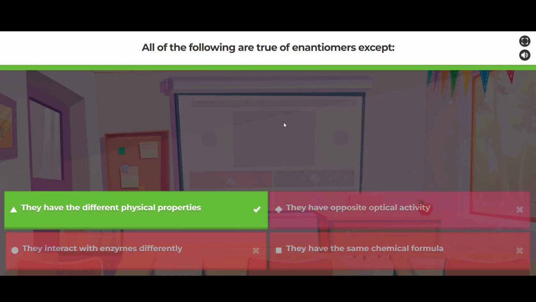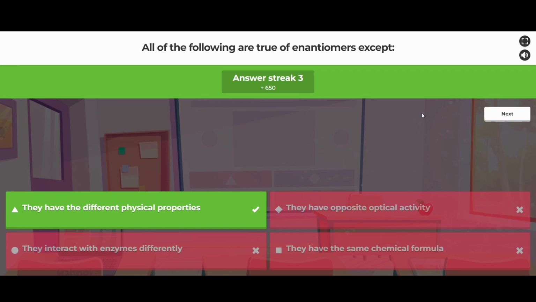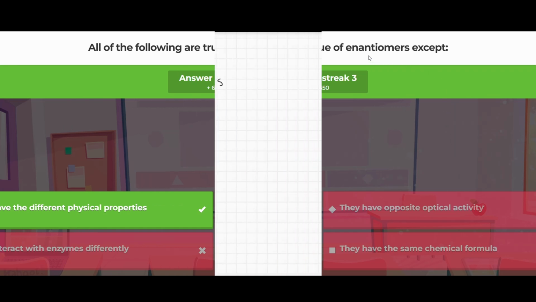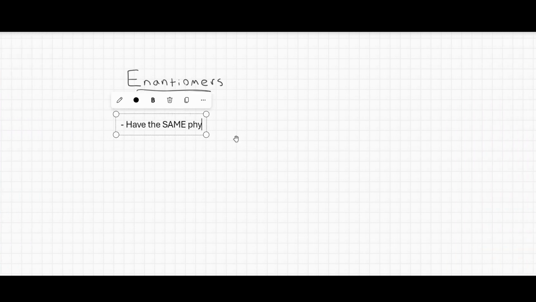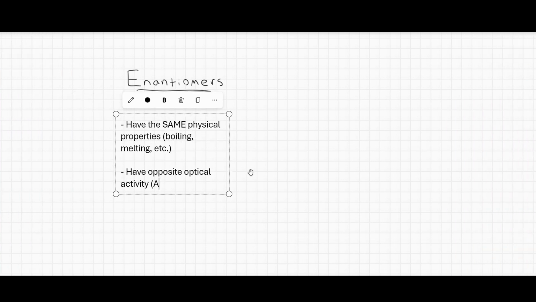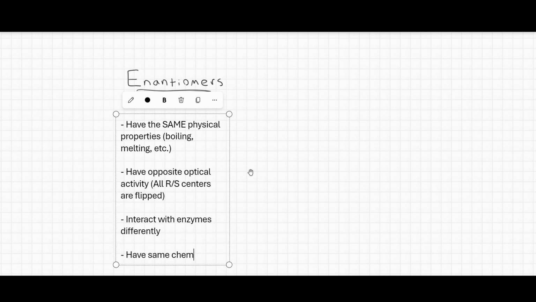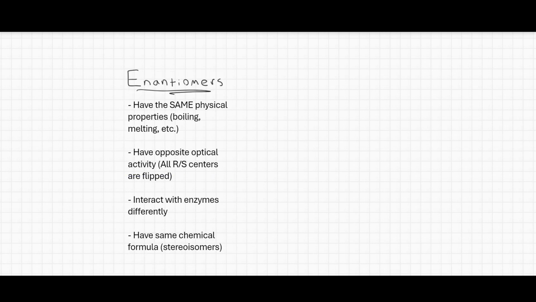Alright, so did you make sure to read that question carefully? All are true except that first one. Here is a brief reminder of some conceptual info on enantiomers. First, they have the same physical properties. Next, their rotation of light or optical activity is opposite. Then, they interact with enzymes differently. And finally, they have the same chemical formula. They just have that spatial difference. So they are considered stereoisomers.